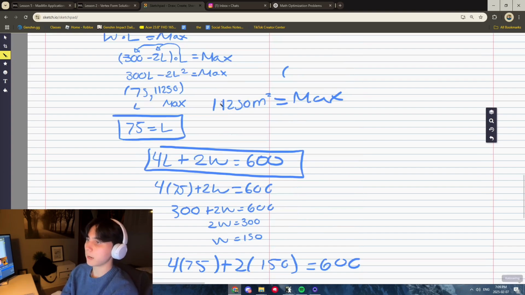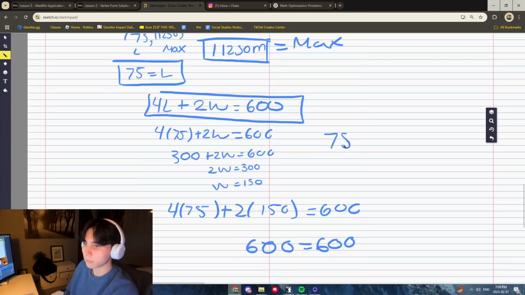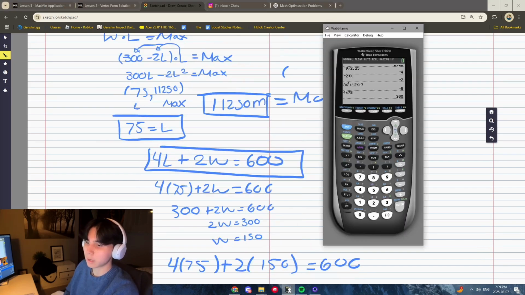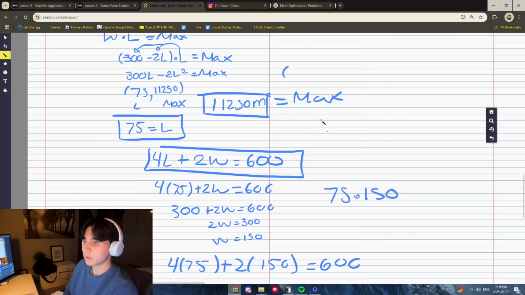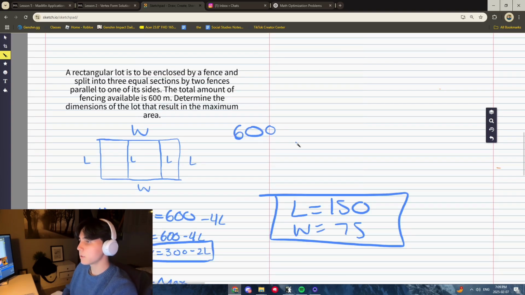And all you have to do now is check that the area actually makes sense. So when you multiply your length and your width, it should give you the area of 11,250, or whatever you got as the y value of your vertex. So you get 75 times 150. And what do you know? You get 11,250, which matches the y value of your vertex. So now you know your length is equal to 150 and your width is equal to 75, and those are the two dimensions that result in the maximum area.